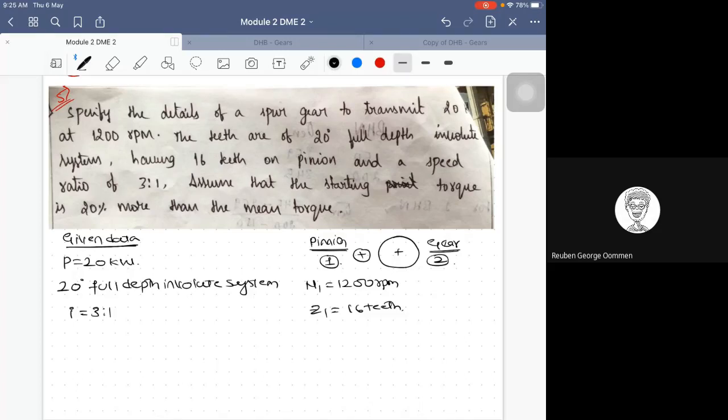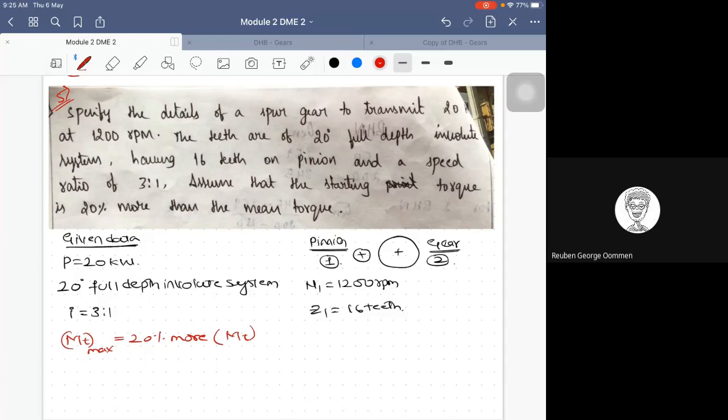This is very, very important, and a new thing. Assume that the starting torque is 20% more than the mean torque. So I can say MT max is 20% more than the normal MT. That is the statement given in the problem.